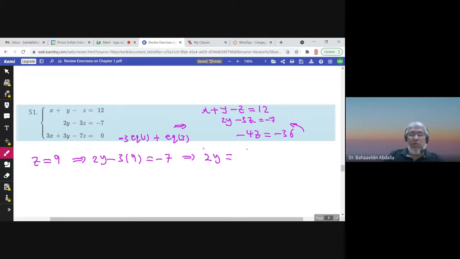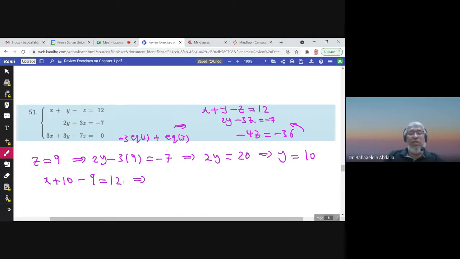So negative 7 plus 3 times 9, 27, sorry, plus 27. So it's 20. So y would be 20 over 2, which is 10. Good. Now I use the values of y and z and go to the first equation to find the value of x. So y is 10, z is 9.